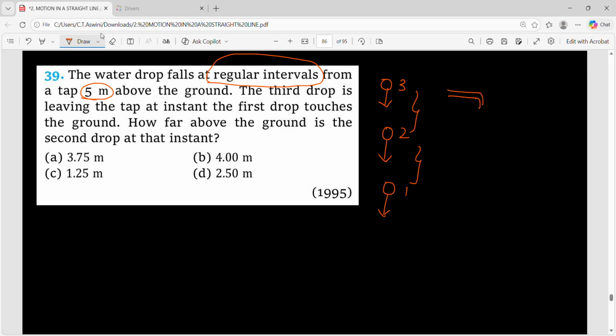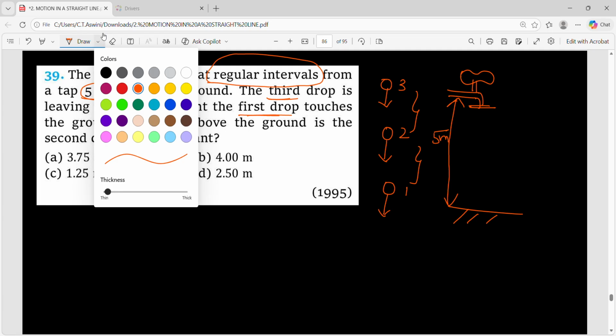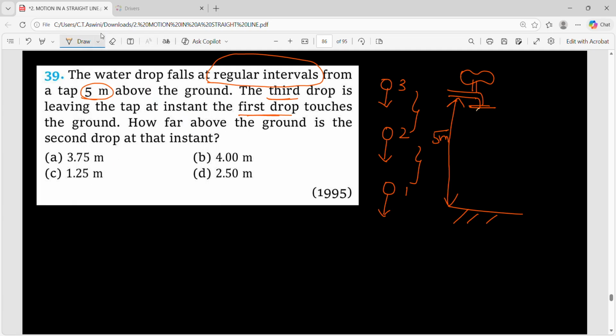So imagine this is the tap from which the drops are falling, and let this be the ground. So what is this height? This height is 5 meters. The third drop is leaving the tap at the instant the first drop touches the ground. So what is the condition here? Third drop is leaving the tap. At the same time, where is the first drop? The first drop is on the ground.